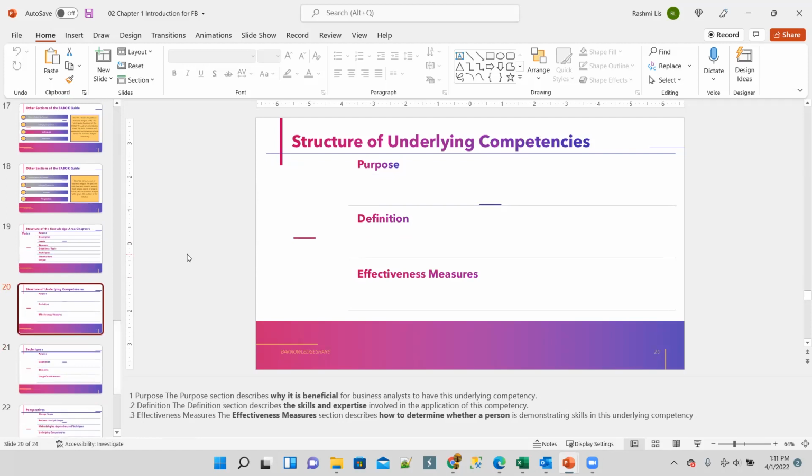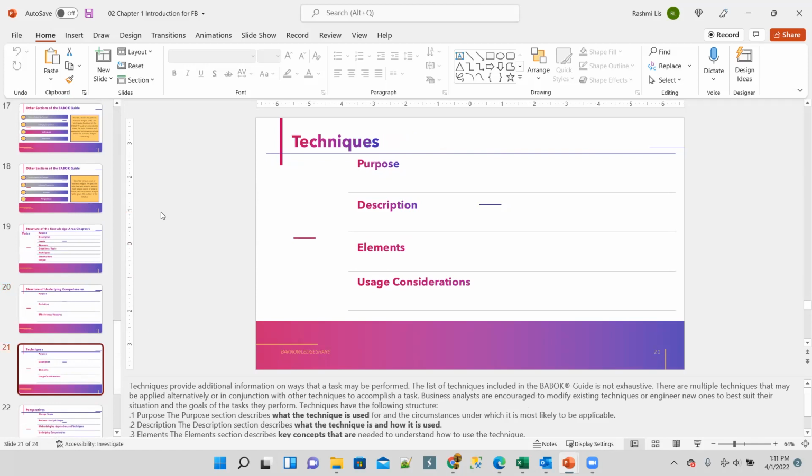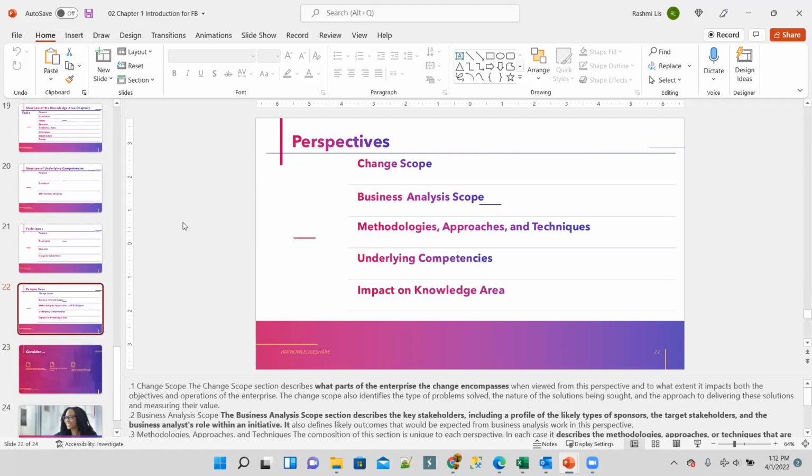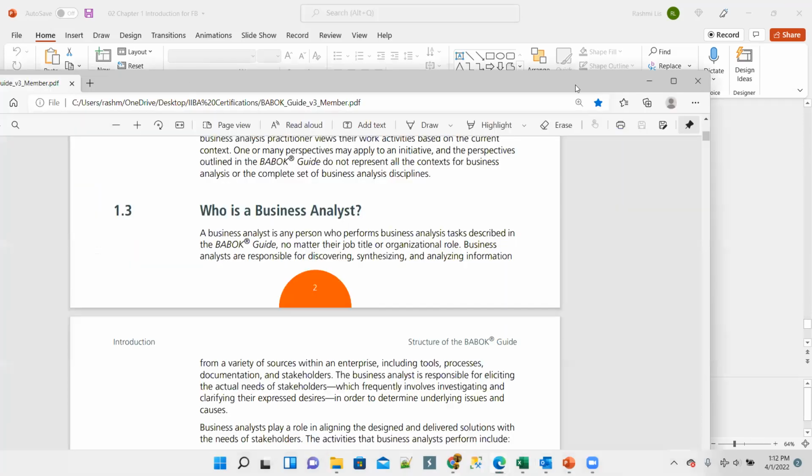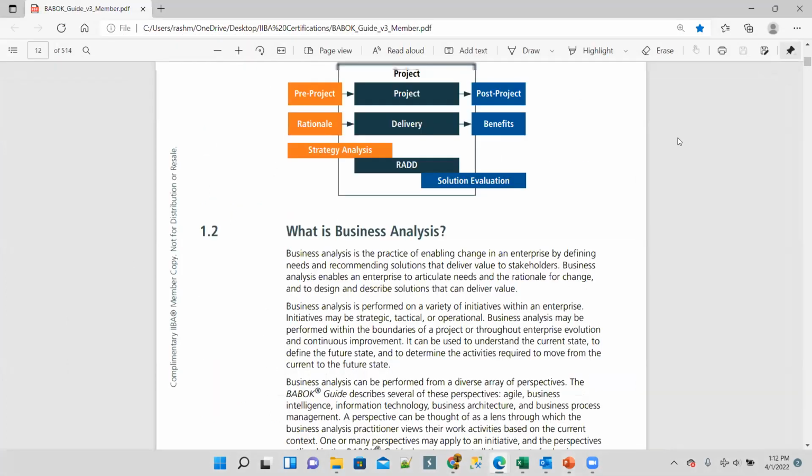Underlying competencies, which is a separate chapter, gets into behaviors and characteristics of a BA, and is broken down into a specific structure, which is purpose, definition, and effectiveness measures. Techniques is also a separate chapter. Each technique is broken down into purpose, description, elements, usage considerations. And perspectives is broken down into change scope, business analysis scope, methodologies, approaches and techniques, underlying competencies, impact on knowledge areas. So let me pull up the BABOK guide so you understand what is going on with the structure.